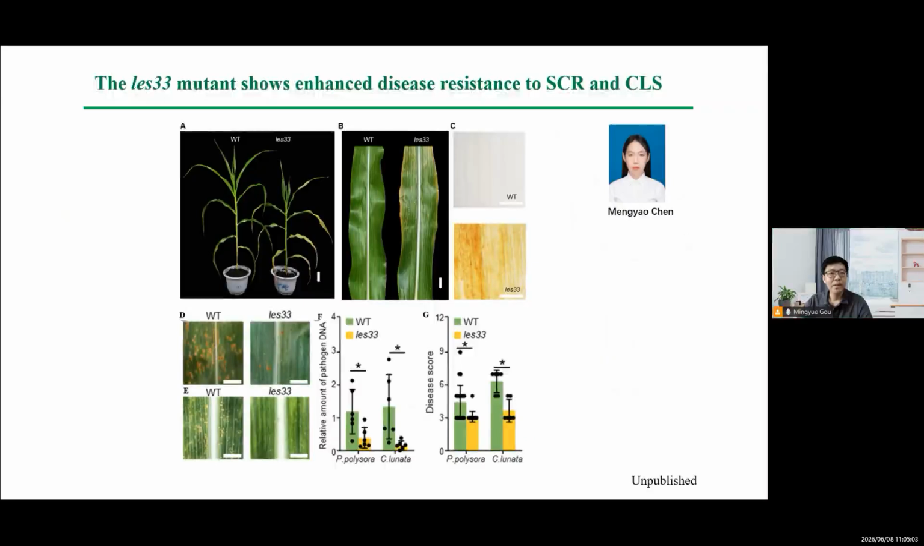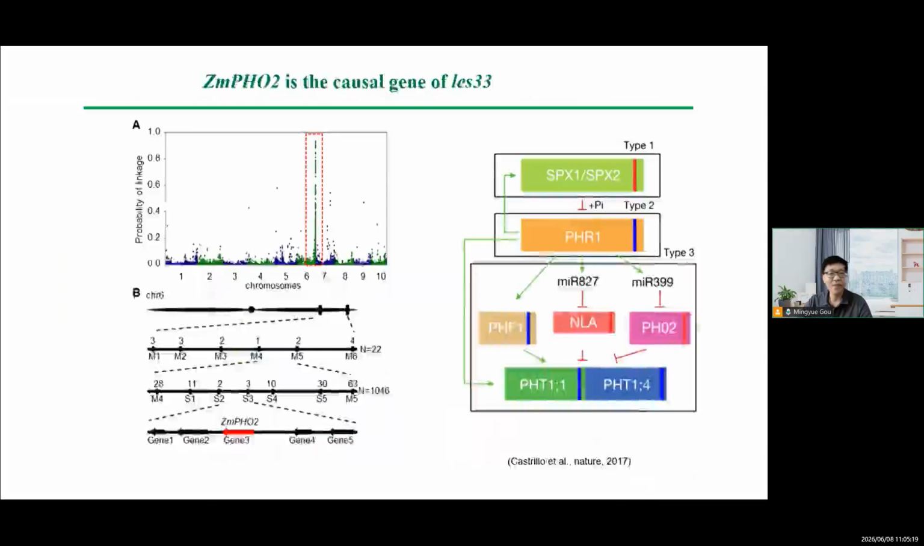The third mutant is NAS33, which shows spontaneous chlorotic lesions. Other than the lesion-mimic phenotype, NAS33 shows enhanced resistance to both southern corn rust and Curvularia leaf spot. By BSR-seq analysis and map-based cloning, we found that ZmFO2, which encodes a ubiquitin conjugating E2 enzyme, is a causal gene. FO2 was previously known to mediate the degradation of phosphate transporter protein and acts as a negative regulator of phosphate homeostasis.